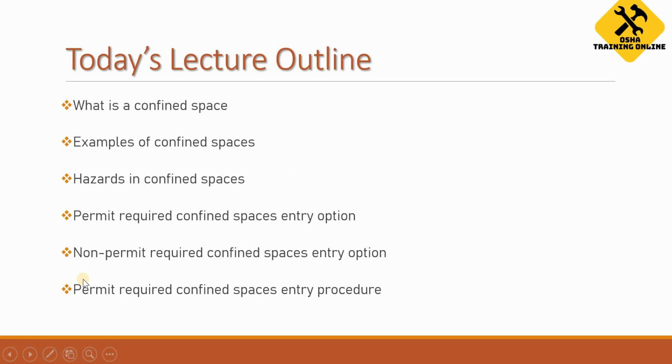So today's lecture outline is: first we will see what a confined space is, examples of confined spaces, hazards associated with confined spaces, permit required confined space entry option and non-permit required confined space entry option. And lastly we will see some of the permit required confined space entry procedures. If a person is working in permit required confined spaces, what are some of the procedures to follow in order to fulfill the requirements of OSHA?